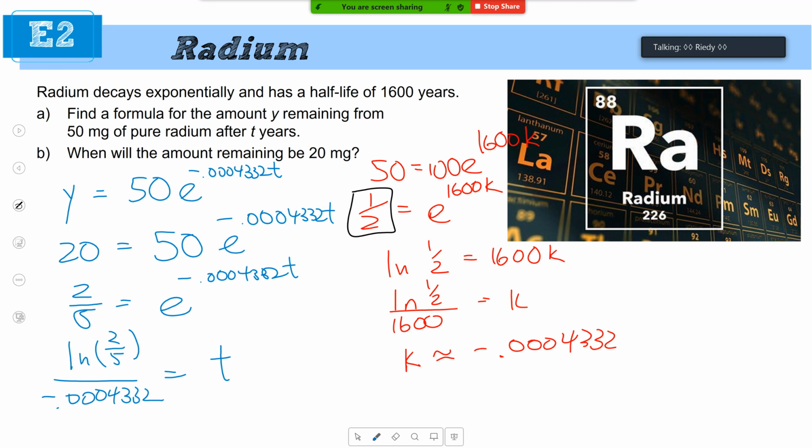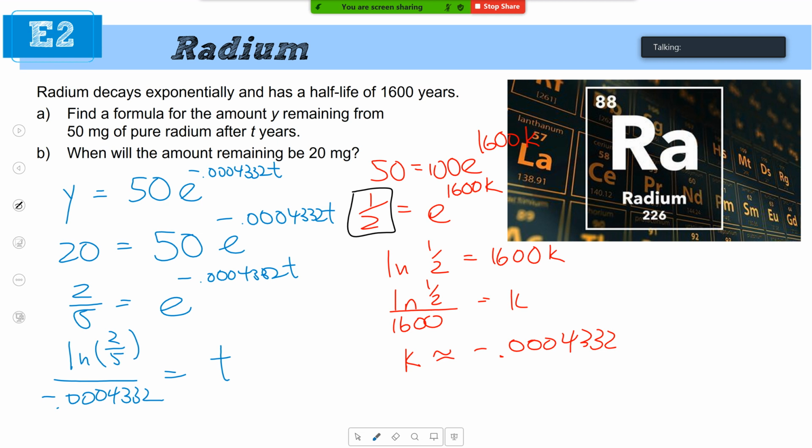There's also some logic at play here. I know that if t was 1,600, the answer would be 25 milligrams of radium. Since I've lost more than 25 milligrams of radium, my answer has to be bigger than 1,600. Okay? Questions so far? All right, one last example, which we're going to run out of time on, but I just want to set it up for you, and that is a problem involving Newton's law of cooling, which you may have done in chemistry, maybe physics.